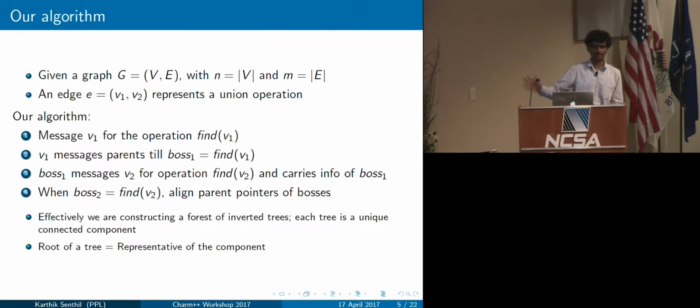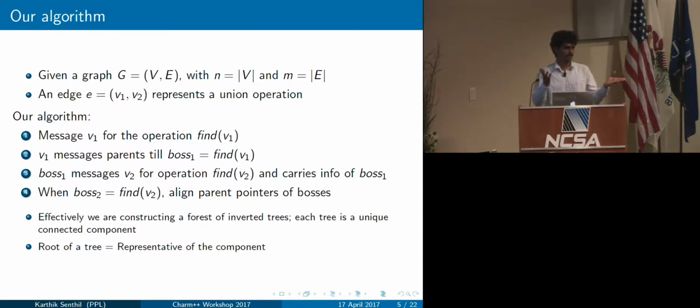Consider a graph G containing n vertices and m edges. A given edge connecting vertex V1 and V2 represents a union operation. In our algorithm, we first message vertex 1 in order to perform the find operation of vertex 1 and identify which component this vertex 1 belongs to. Each component is identified by a unique element within the component, which we call the boss of the component. After finding boss 1, we ask boss 1 to message the vertex 2 in order to perform the find operation on vertex 2 and find boss 2.